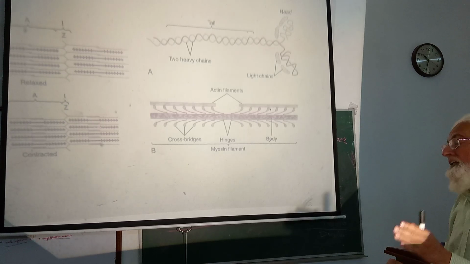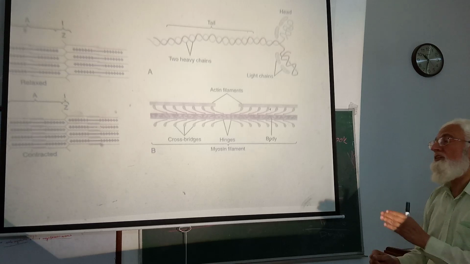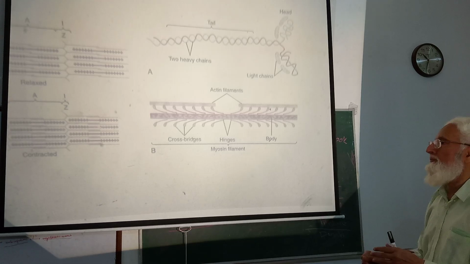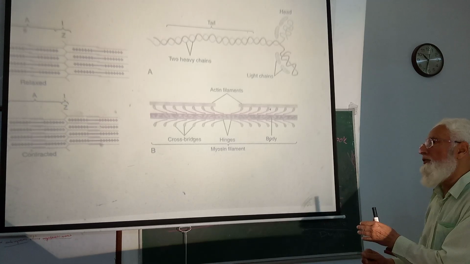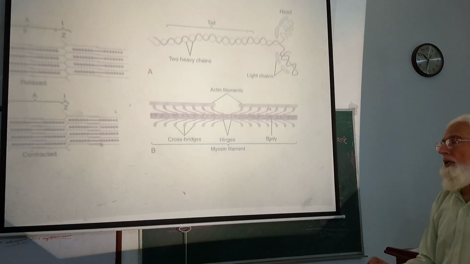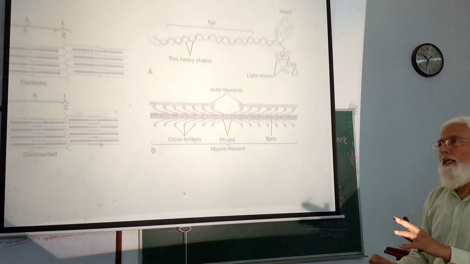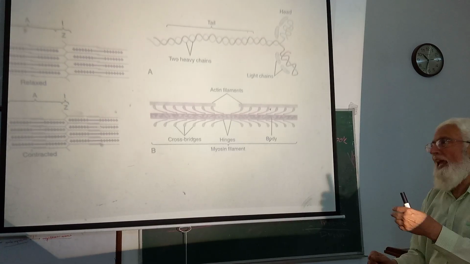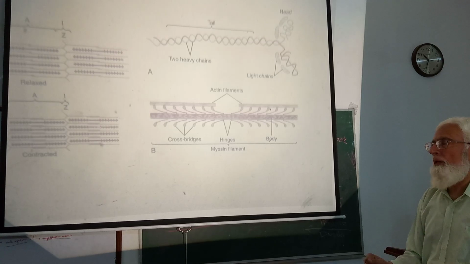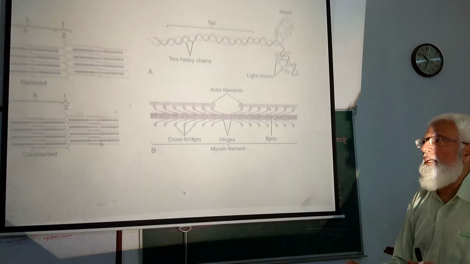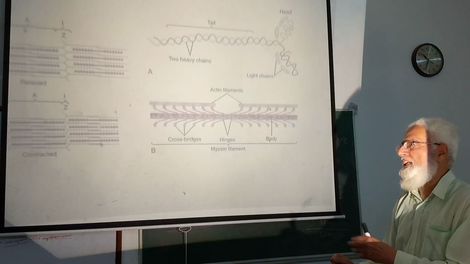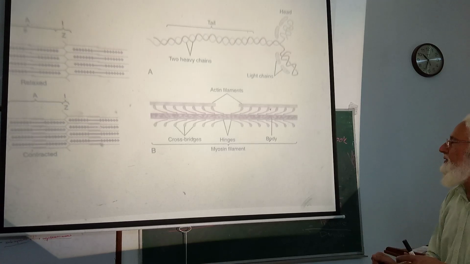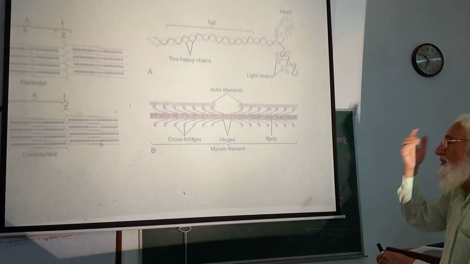The second site is the catalytic site having ATPase activity, which can hydrolyze ATP to ADP to liberate energy. So two sites in the myosin head: the actin binding site, which can interact with the active sites on the actin filament, and the catalytic site having ATPase activity, which can hydrolyze ATP to ADP to liberate energy. So this was about the myosin molecule.